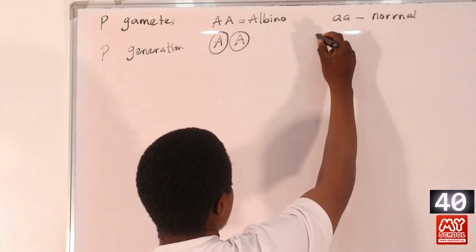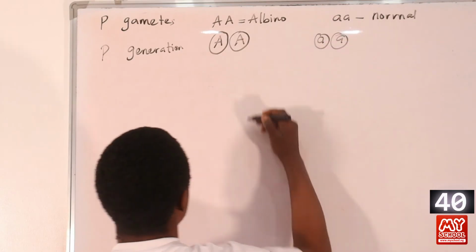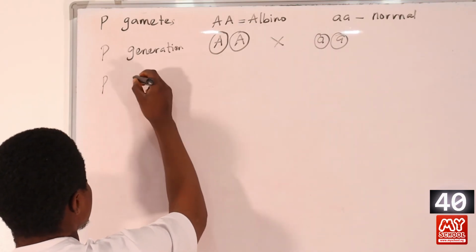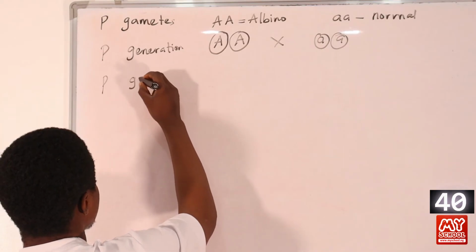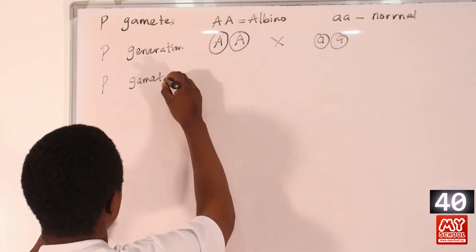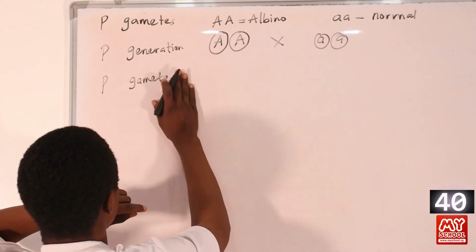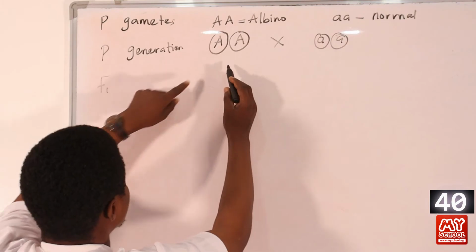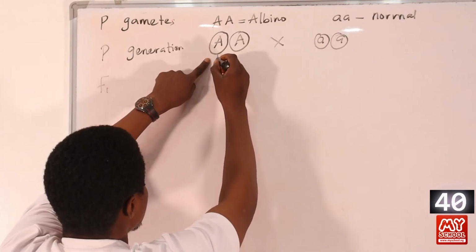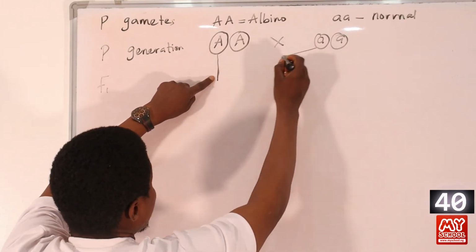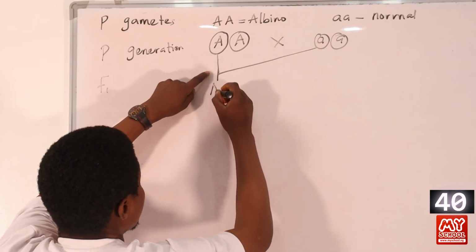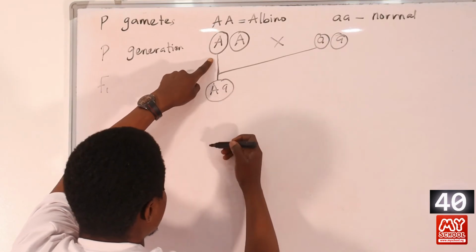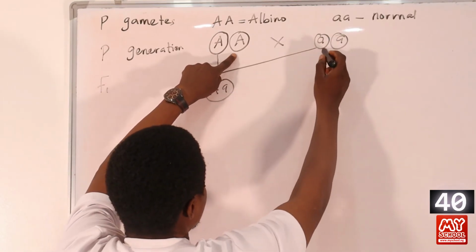We have this A and A here. Group. So by the time we cross them for the parent gamete, we have the gamete already. So for the first filial generation, F1, we have the crossing. This crosses here, and then we have A here, and then small a here. Then this, we also cross to this.